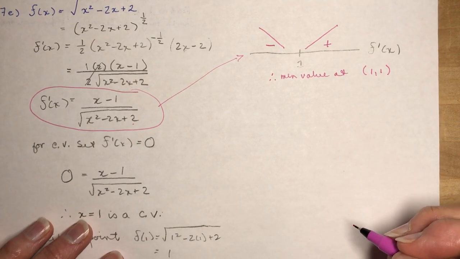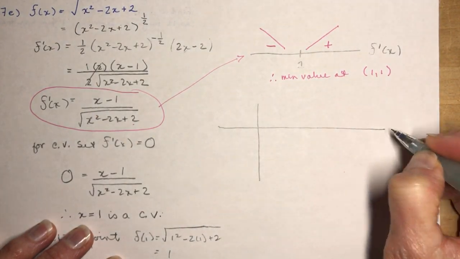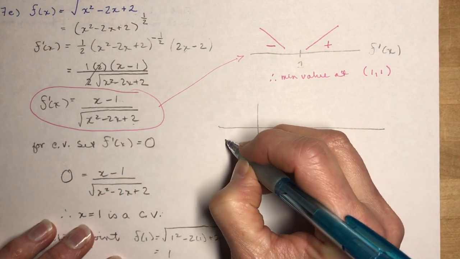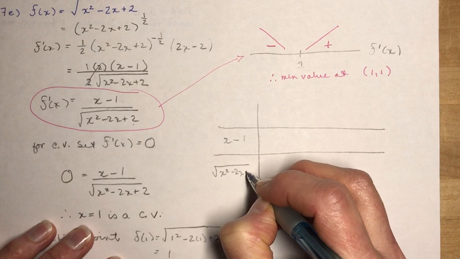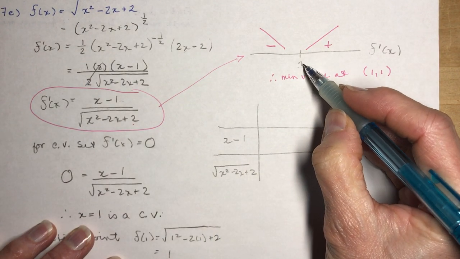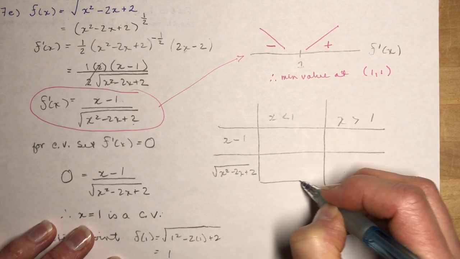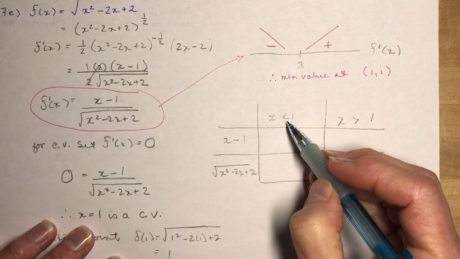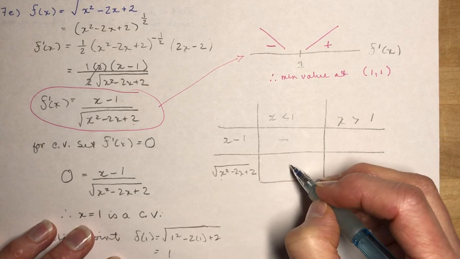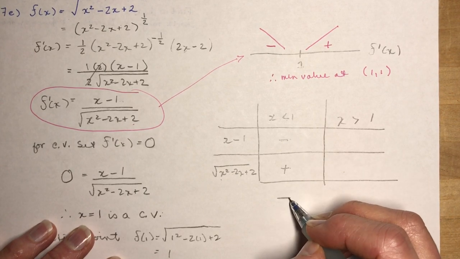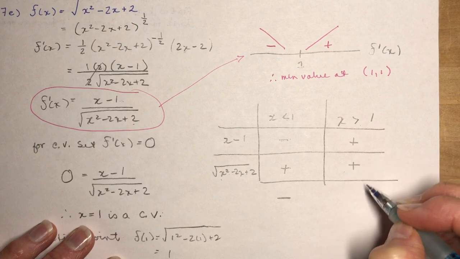Okay, so let's go to the second method, which is your chart method. You make a nice chart and you put in, like, I need x minus 1 here. That's one of them. And in the denominator, I have the square root of x squared minus 2x plus 2. So you'll see you're actually doing the very same work. And because 1 is my critical value, I want x less than 1, and I want x greater than 1. And I want to know what the product of these signs is going to be. So again, if I go less than 1, so put in 0, that's going to be negative. If I put in 0 here, I would have the square root of 2, which is positive. And a negative times a positive is a negative. And on this side, if I put in 2, I would have positive here. And again, square root 2, also positive, positive.